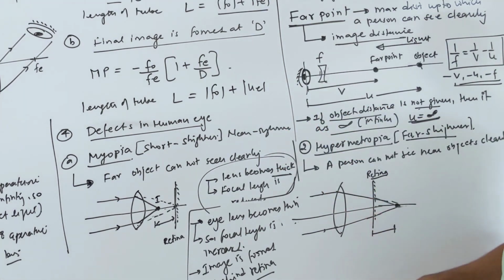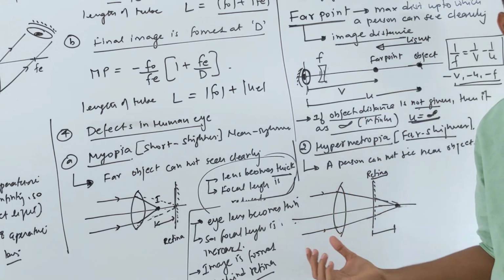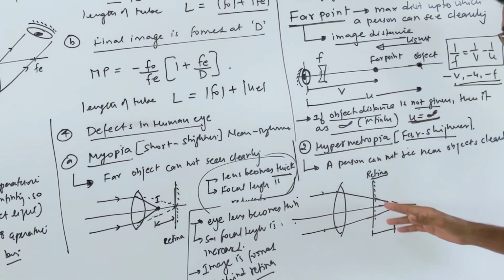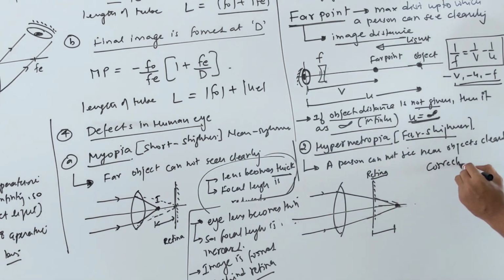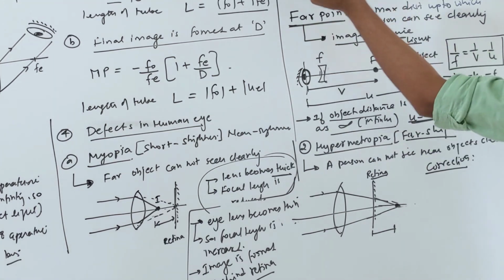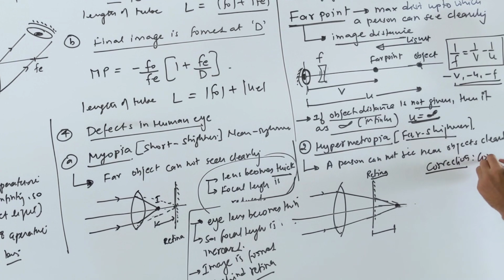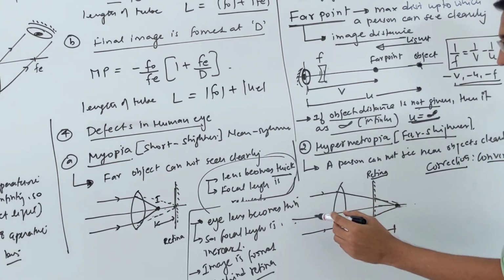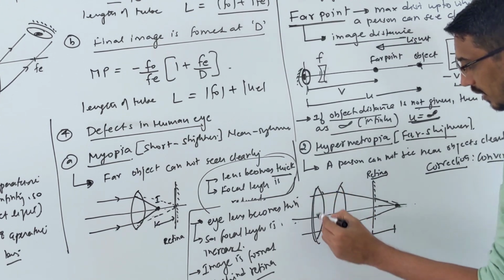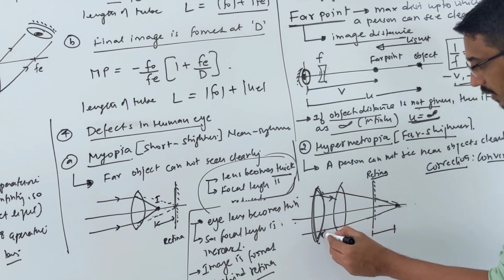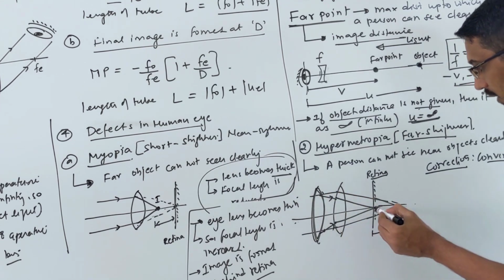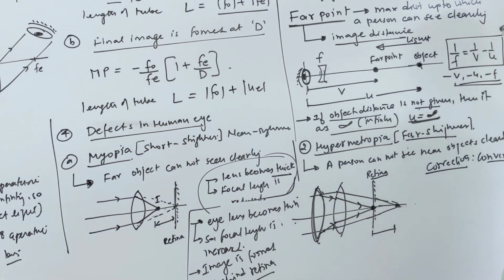To correct this, you need the opposite lens, a converging lens, so you can bend light even more and meet at the retina itself. So how do you do the correction? You need a convex lens. Here you need a concave lens, and here you need a convex lens, a converging lens. If you put another lens before this, like I am drawing here, in advance, this lens itself converges the light a little bit, then they meet here. This is your correction.